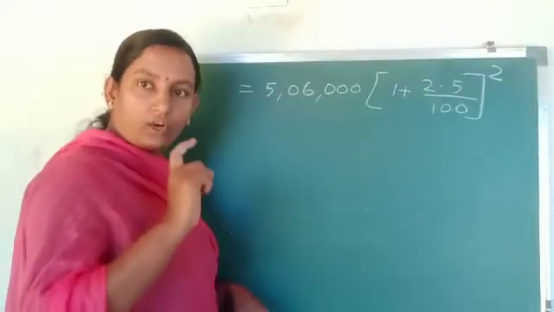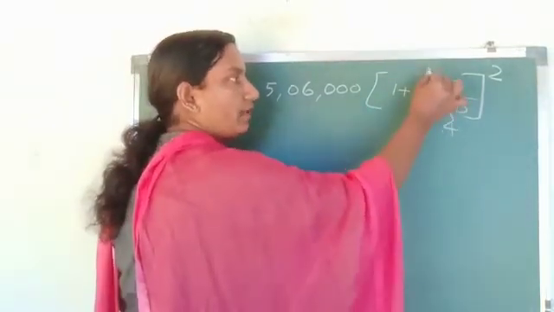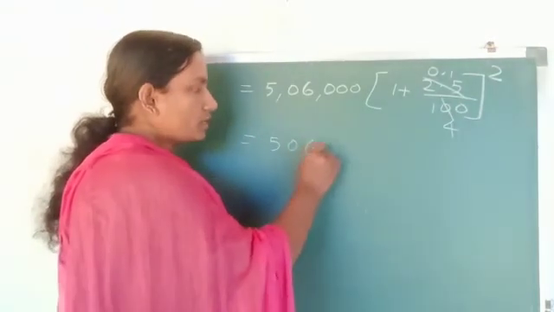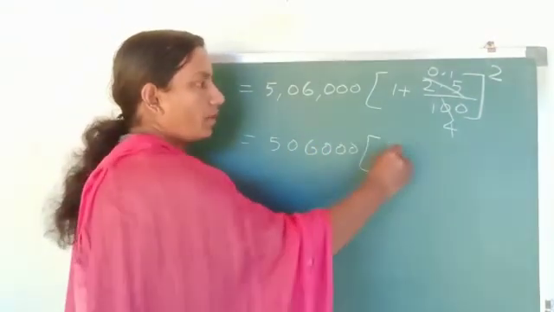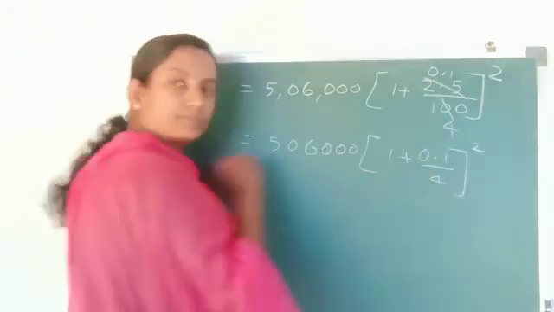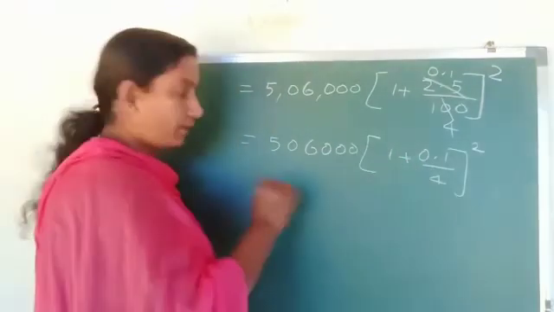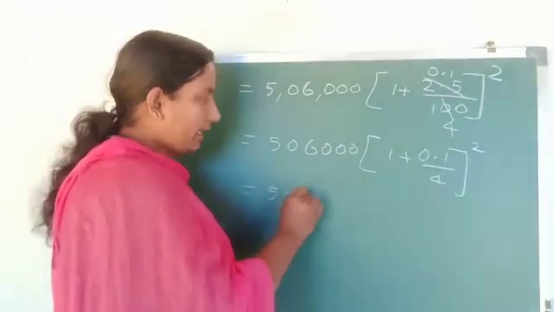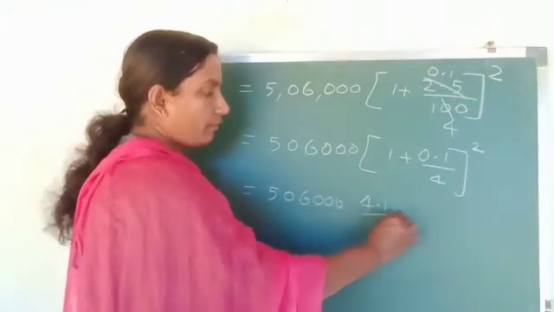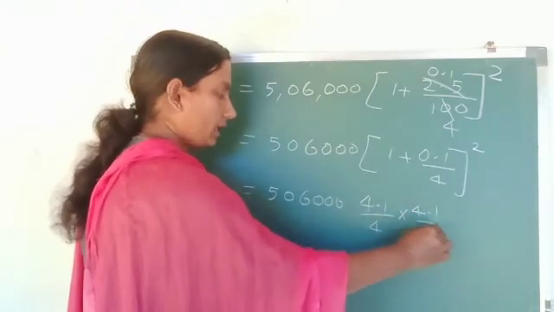Here the common factor is 25. 25 into 4, 25 into 0.1. So remaining it is 5,06,000 into 1 plus 0.1 by 4 all square. So 1 means 4 by 4, and 4 plus 0.1 is 4.1. So it is equal to 5,06,000 into 4.1 by 4 all square, so 4.1 by 4 into 4.1 by 4.